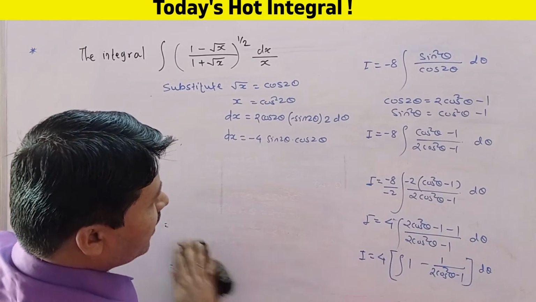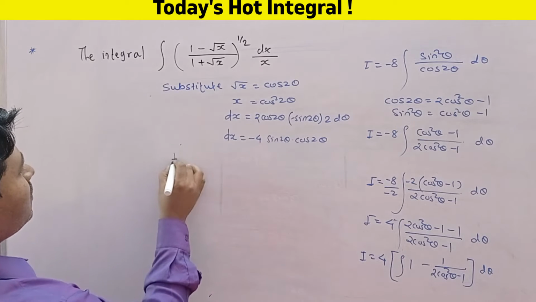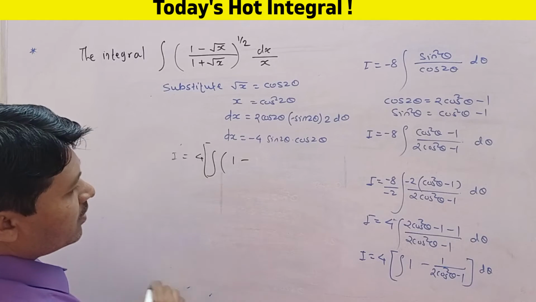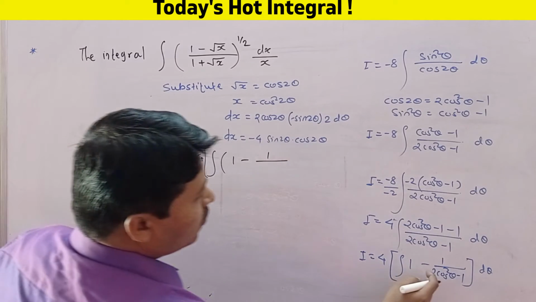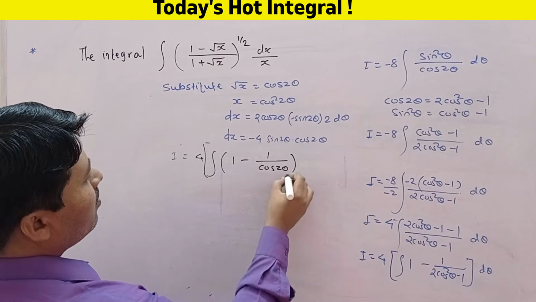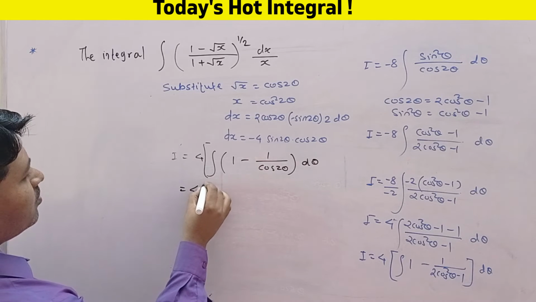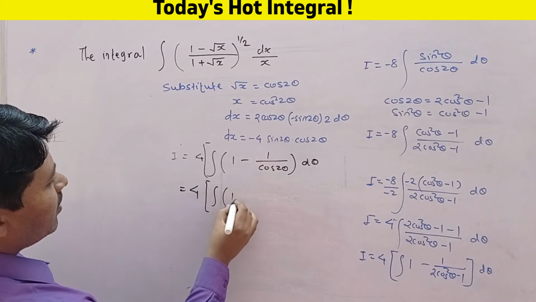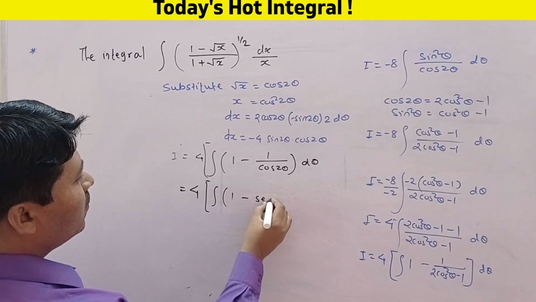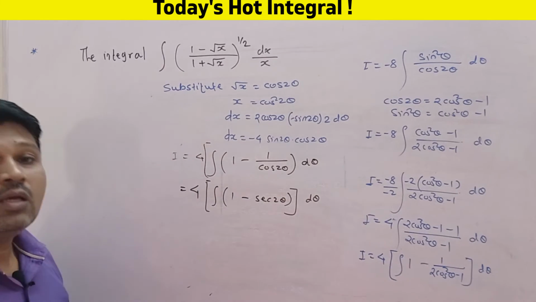Now we can simplify this term, and I can write here I is equal to 4 times, in bracket, integration 1 minus 1 upon 2 cos square theta minus 1, which is also cos 2 theta, bracket complete and d theta. Therefore again this term simplifies as integration in bracket 1 minus 1 upon cos 2 theta, that means this is sec 2 theta, and bracket complete d theta, and now I can find the integration.